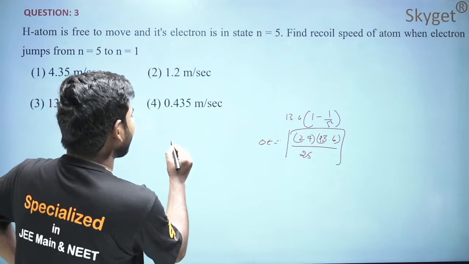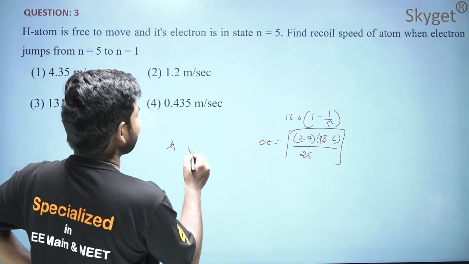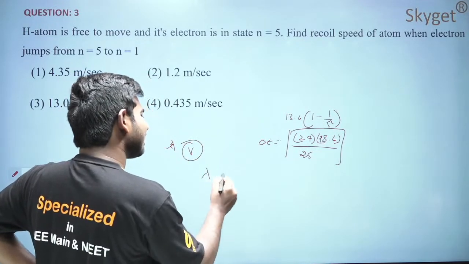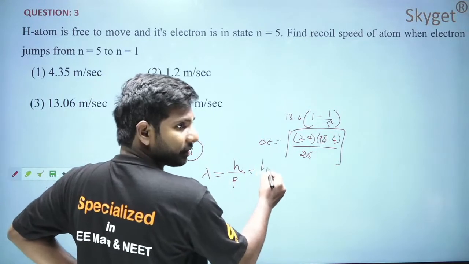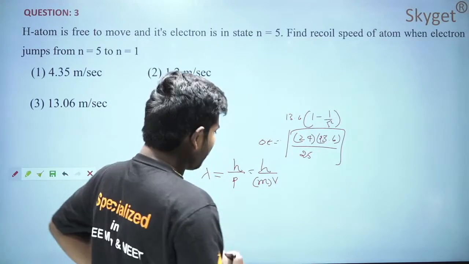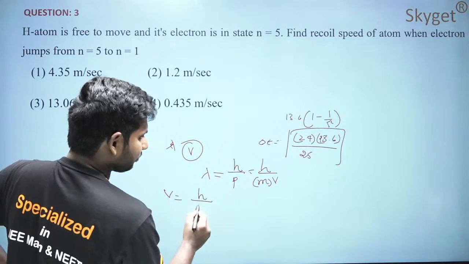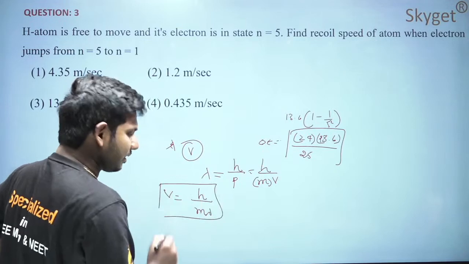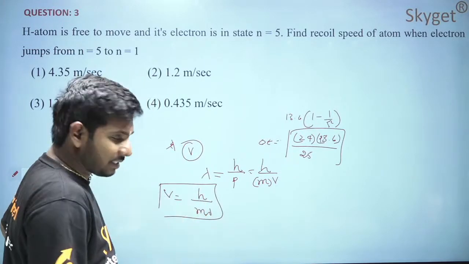How do we find the velocity of that atom? From de Broglie's wavelength we can write, lambda is equal to h by p, so h by the mass of the atom into the velocity of that atom. So I can write velocity is equal to h by m lambda. This is the velocity of the atom, where m is the mass of the atom, h is Planck's constant, and lambda is the wavelength.